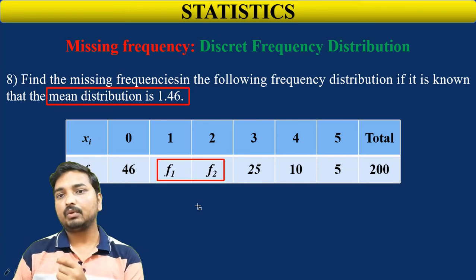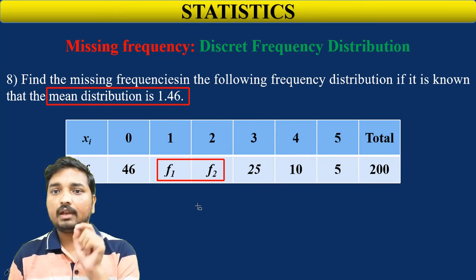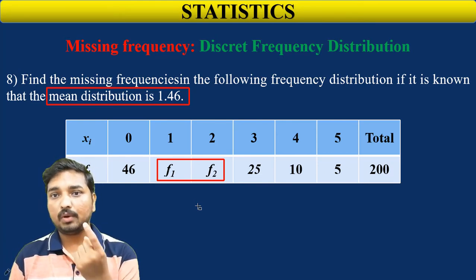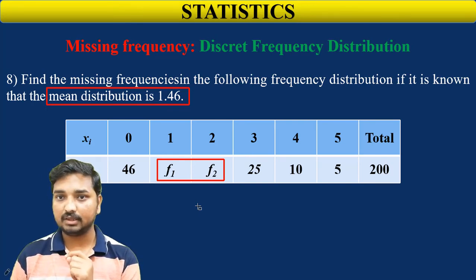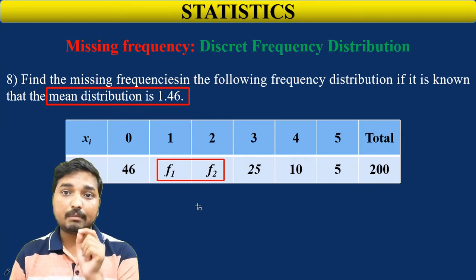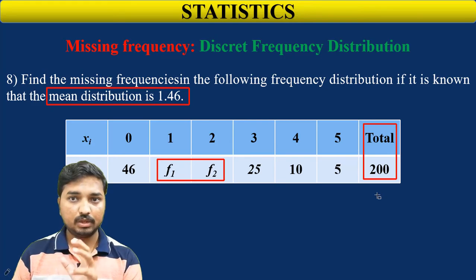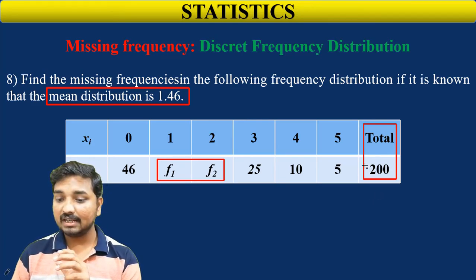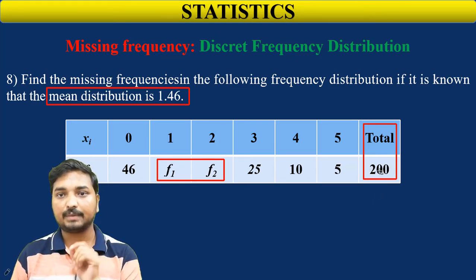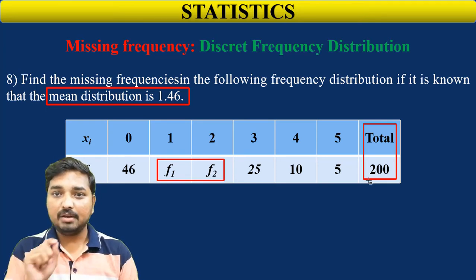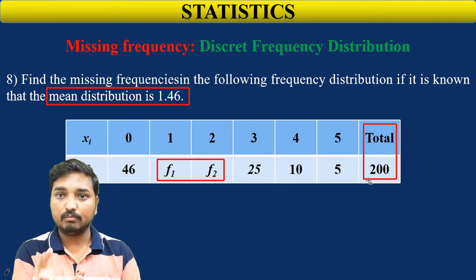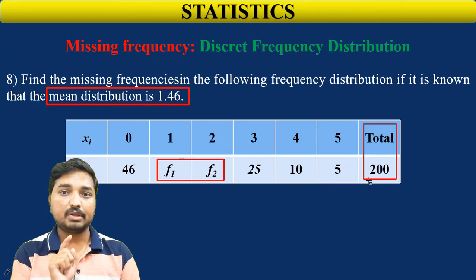And one more important thing you have to observe: in the previous problem, where only one frequency was missing, summation Fi was not given. But look at here, at the last column, total 200. What is this total 200? This 200 is summation Fi. Summation Fi is already given to you, which means he has given how many observations there are.